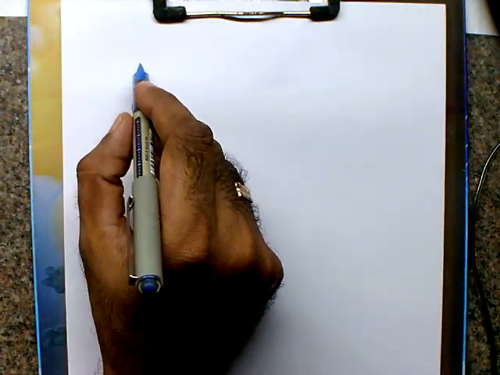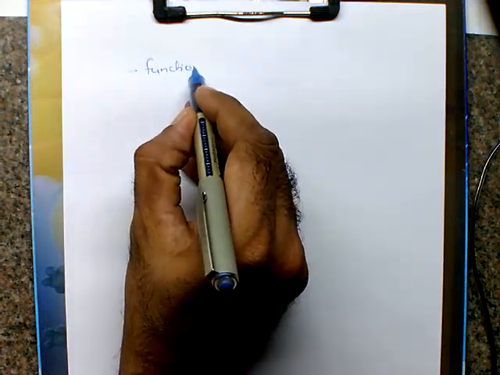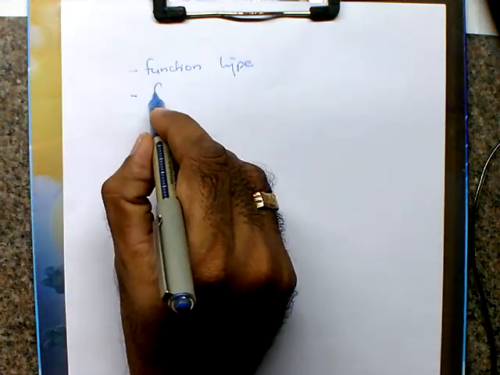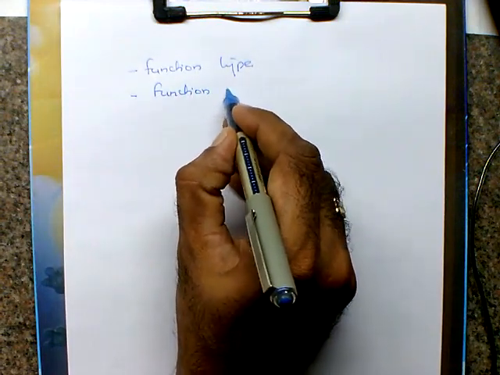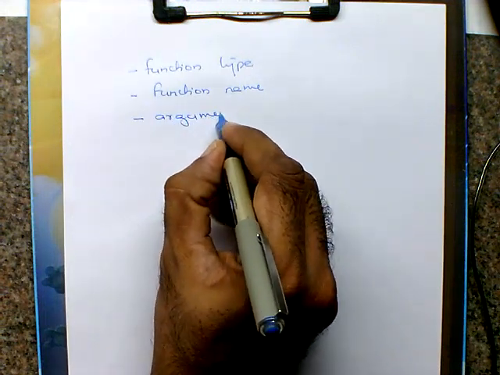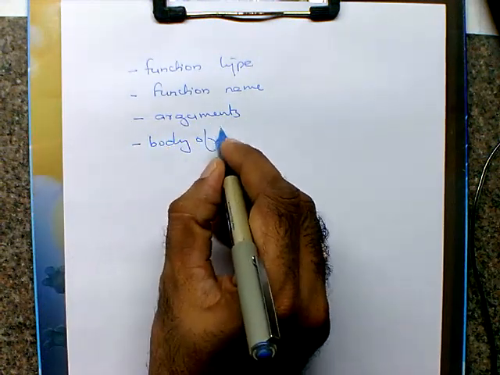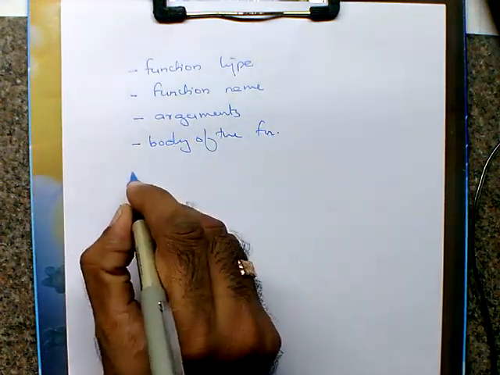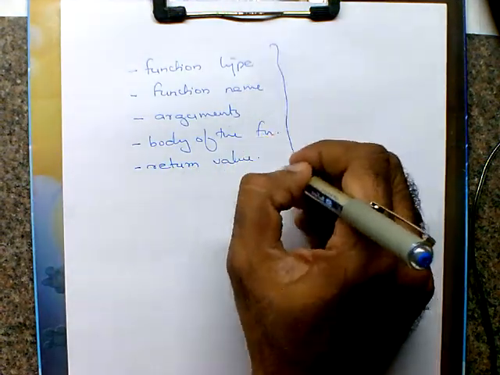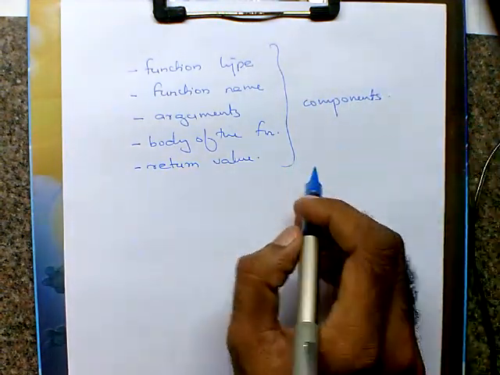Before going to write a function, you must understand what is a function type or function return type, what is a function name, and what is meant by arguments in function, and what is meant by body of the function, and what is a return value. So these are the 5 components that constitute a function. These are the 5 components.